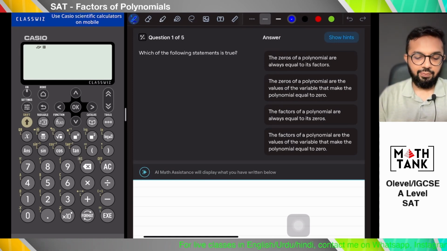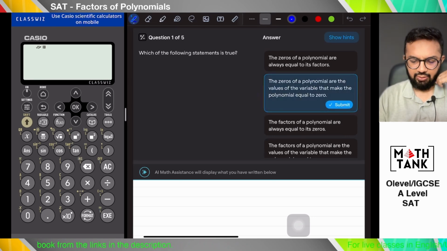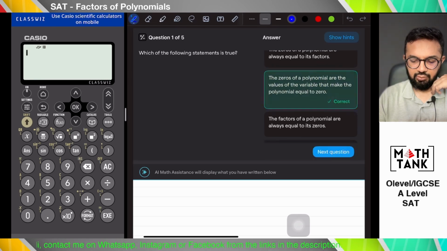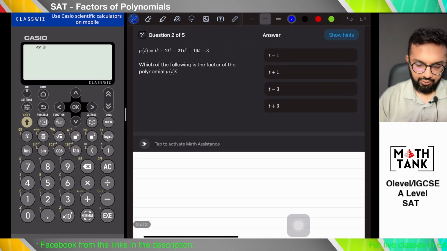Question number one says, which of the following statements is true? The zeros of the polynomial are always equal to its factors. Not equal. I can't say equal. The zeros of a polynomial are the variables that make the polynomial equal to zero. Yes, that should be the correct answer. Okay, which of the following is a factor of the polynomial p of t?